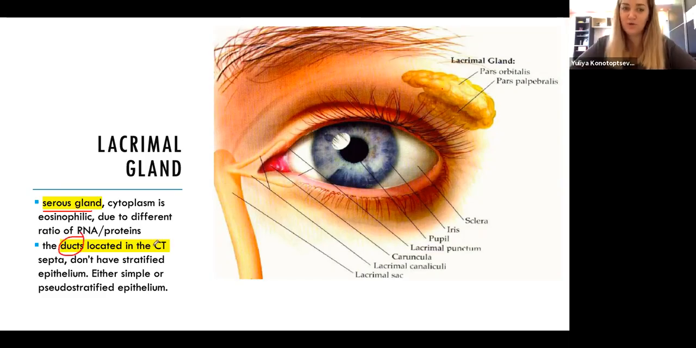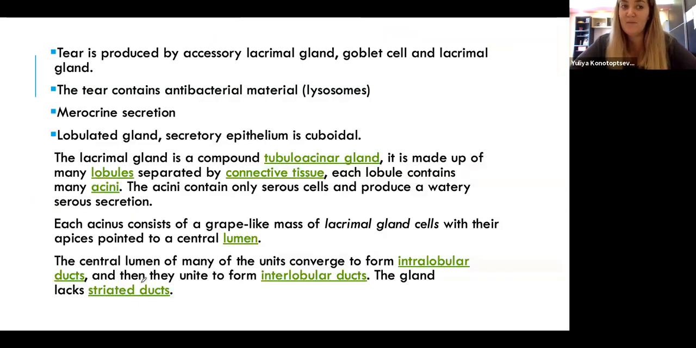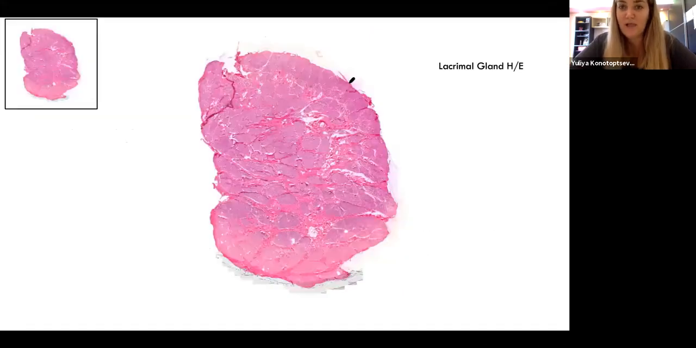The ducts are going to be located in the connective tissue, but they don't really have a stratified appearance. Typically, whenever you talk about the gland, try to remember the first semester, we always saw stratified cuboidal or columnar epithelium, but that's not the case here. Here you would see either simple or pseudo-stratified epithelium. Type of secretion, merocrine. Tears contain a bunch of antibacterial materials, right? So to make sure that you clear the surface of the eye. And yeah, okay, so that's your lacrimal gland.